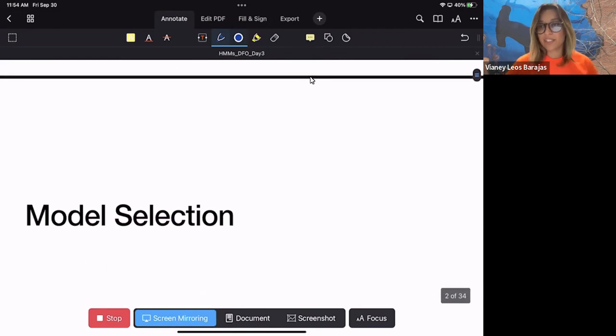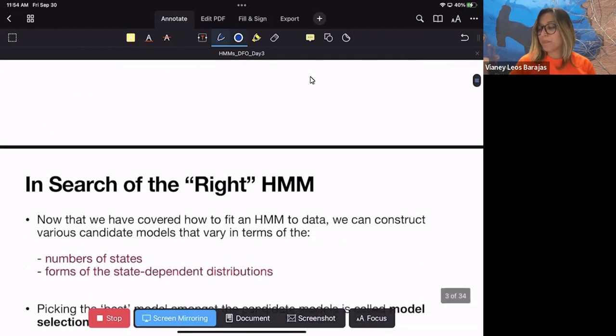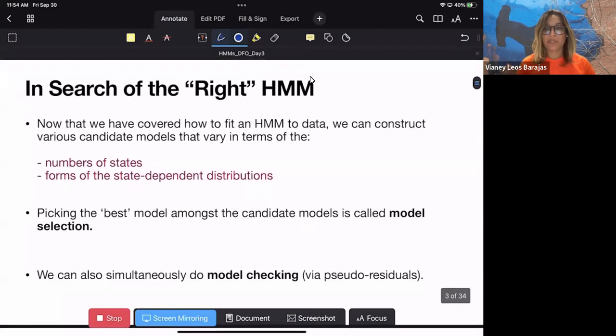So first up, model selection. How do we select an HMM? It really comes down to, are we in search of the right HMM that explains our data well? We've covered how to fit a hidden Markov model and what a hidden Markov model is. We can now construct various candidate models that vary in terms of the number of states. For example, should we choose a 2-state HMM? Should we choose a 3-state HMM? And so on. There's really no limit. Should we choose a 7-state hidden Markov model for our data?